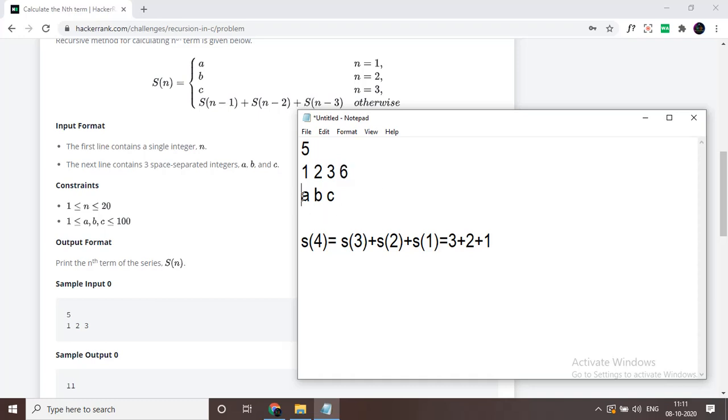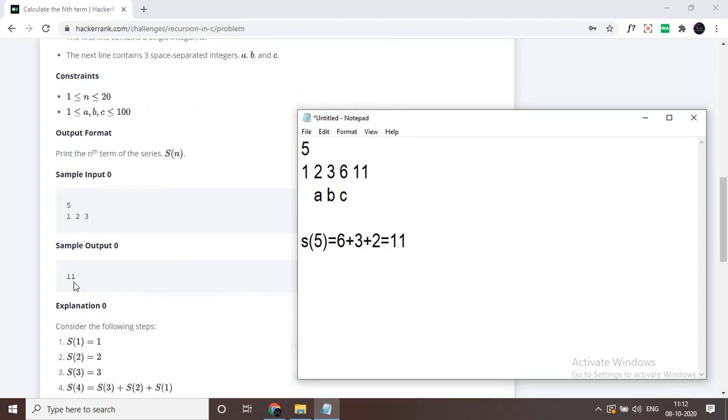Now the three terms are moving like this. Every time I want to find the next term based on the previous three values. Now I am going to find s of 5, which is equal to s of 4, whose value is 6, plus 3 plus 2. The value is going to be 11. Then the output is going to be 11. I am going to stop here.